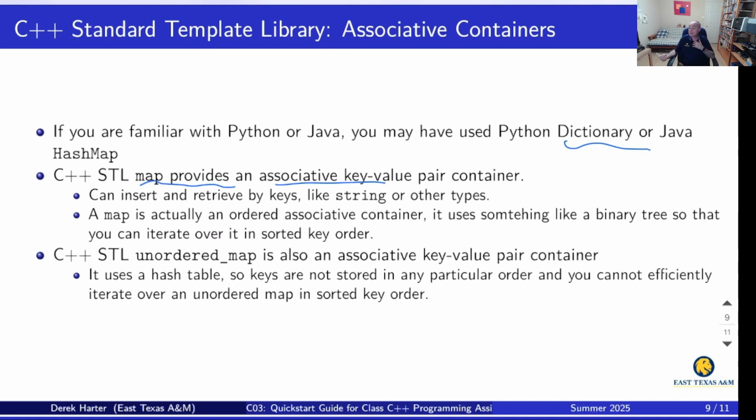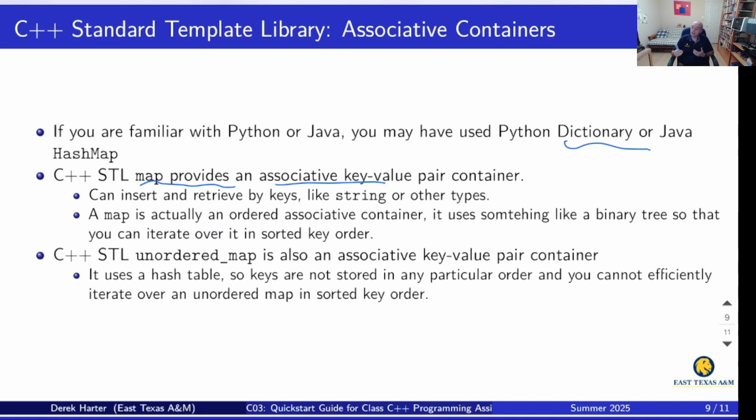A map is actually using something like a binary tree, if you remember your data structures class. That allows us to iterate over a map sorted by the key values, so you can iterate over it in sorted order by keys. You don't always need that, you don't always need to be able to iterate over an associative container like this. A binary tree takes about log n time to insert or look up a value.